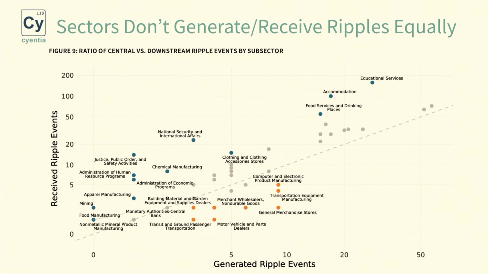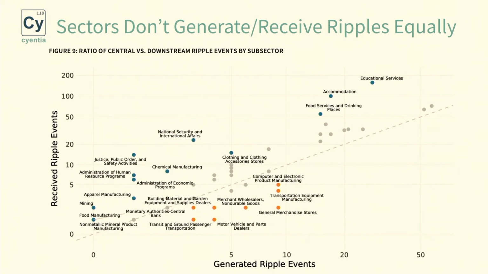So if you look at this slide, I'm not going to go into all the detail because you can read the report if you want that, but that dashed gray line, industries that are on that line are pretty much equal in terms of generating and receiving. To the extent that they're above that line, the blue dots in other words, they receive proportionally more incidents than they generate. If you're below that line, orange dot, then you generate proportionally more than you receive.